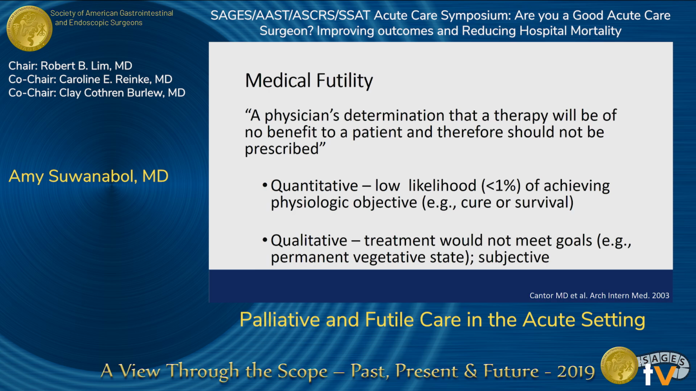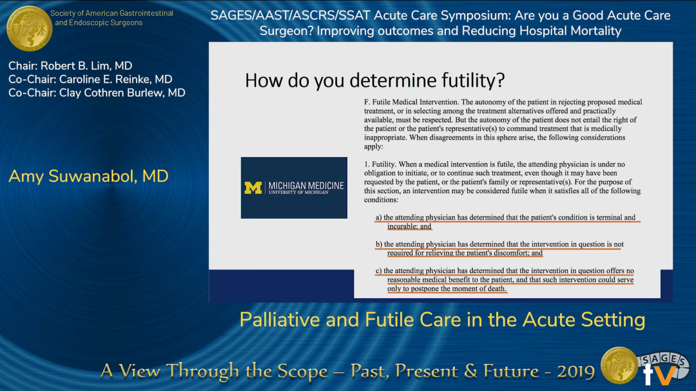Medical futility is a physician's determination that a therapy will be of no benefit to a patient and therefore should not be prescribed. Medical futility can be described in two different ways, quantitative and qualitative. Quantitative is more of a probability, so a low likelihood or less than 1% chance of achieving physiologic objectives, most oftentimes cure or survival, whereas qualitative is more of a subjective measure. Treatment would, essentially survival can be achieved, but the treatment would not meet the overall goals of the patient, such as if the patient was in a persistent vegetative state, if they had poor functional status or had poor quality of life. So how do you determine futility?